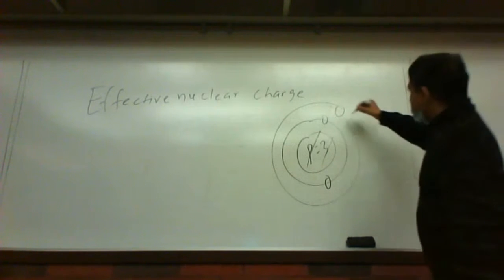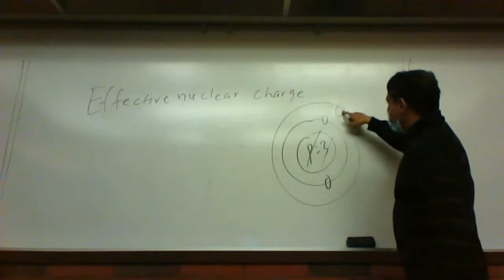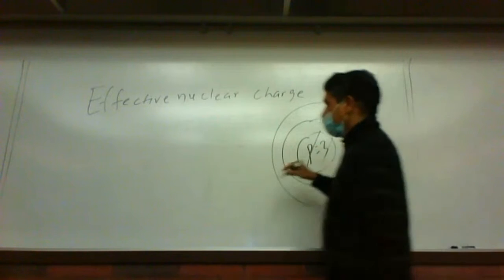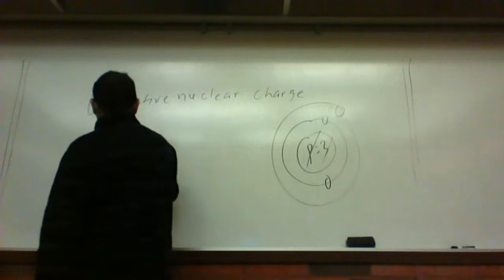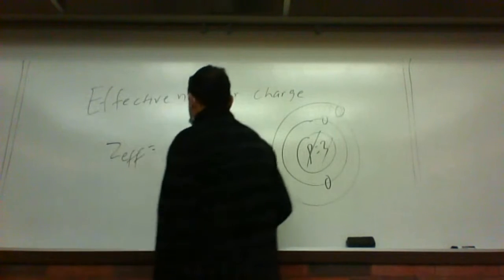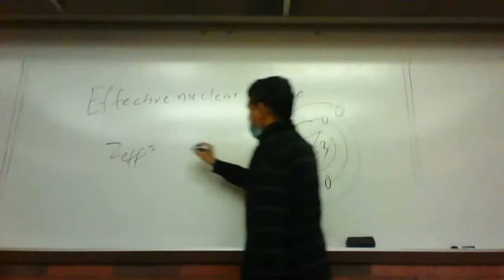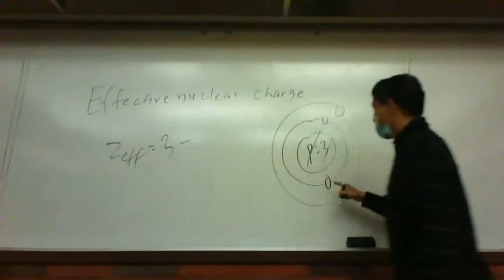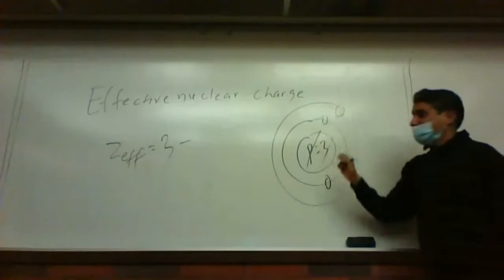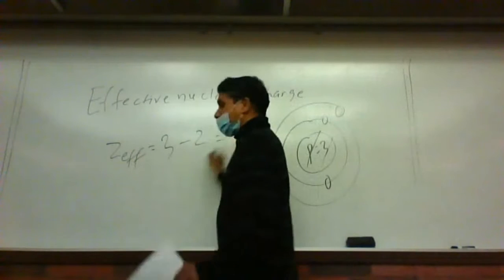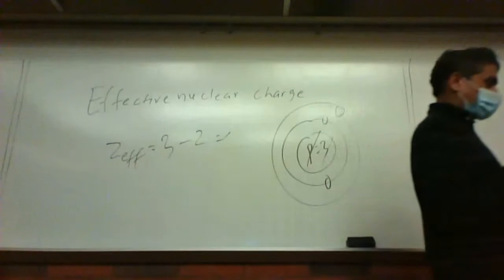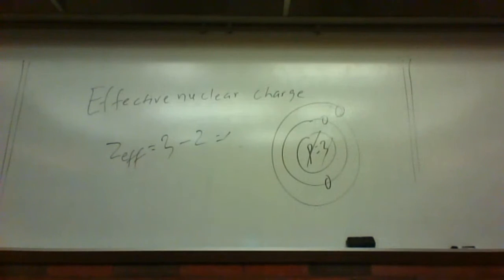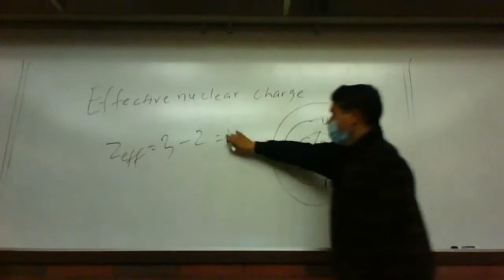And then what is the force experienced by this electron from these protons? That's called the effective nuclear charge. Effective nuclear charge is equal to the number of protons, 3, minus the number of inner electrons, 1, 2, right? 2. So that is 1. So the force experienced by the outermost electron of lithium is 1.